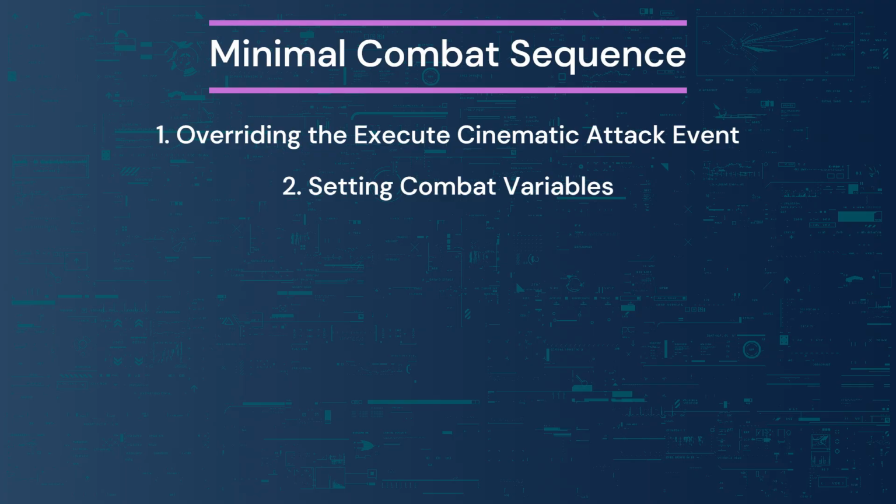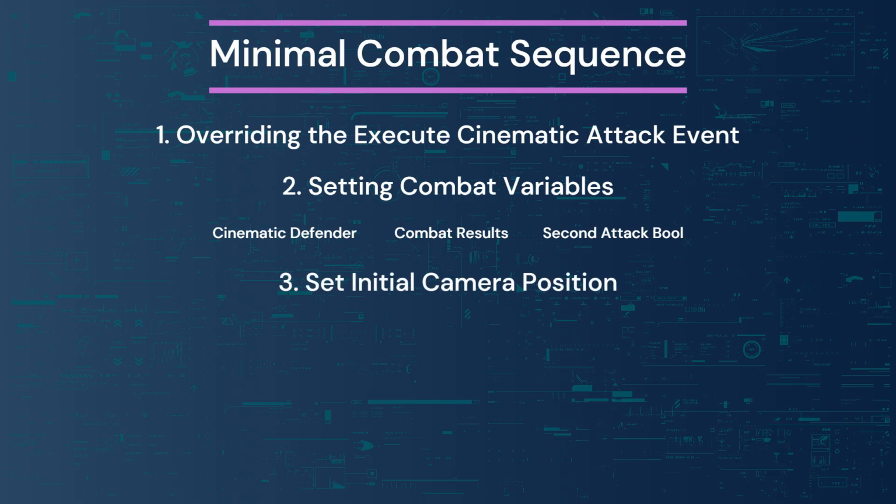Next, we're going to set 3 variables that we can use to keep our sequence script nice and clean. These variables will be for the cinematic defender, which is the unit the character unit is attacking, the cinematic combat results, which is the structure that holds the information about the outcome of an attack, and finally a boolean to allow a second attack in our unit's combat sequence to be different from the first, if that's something we're interested in coding. In general, we don't want to have long connection wires going everywhere in our code, and we can avoid that by setting some variables at the beginning of the event. For our third step, we'll set a start position for our camera. Our fourth step will be to resolve our combat results.